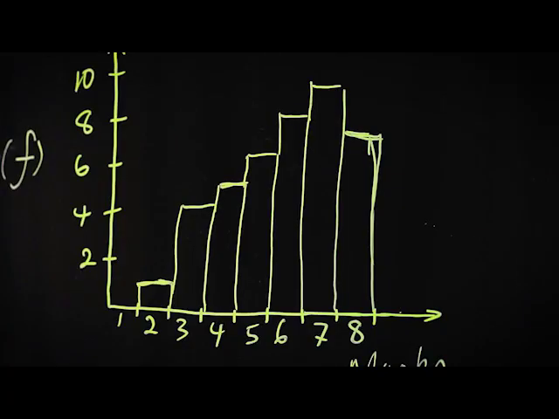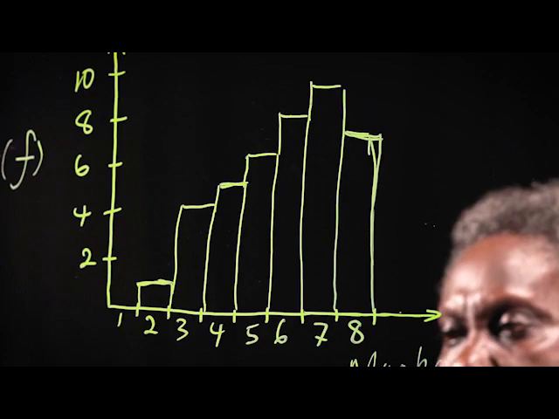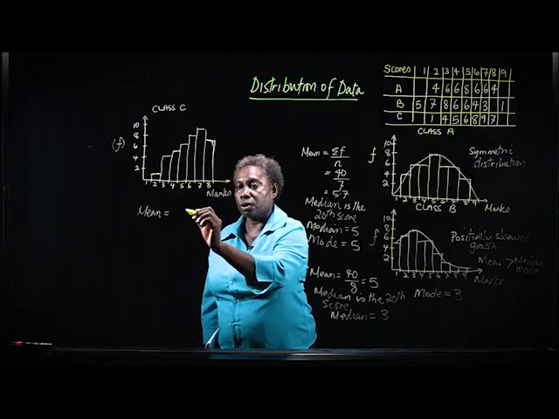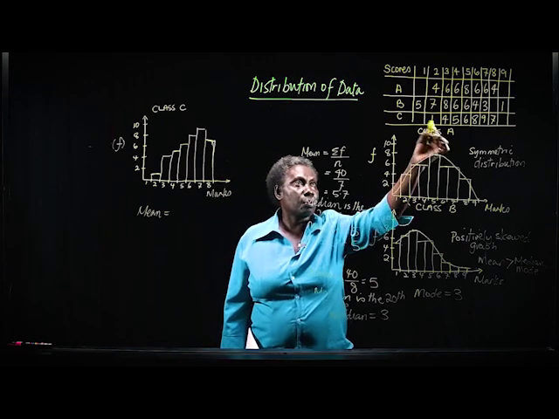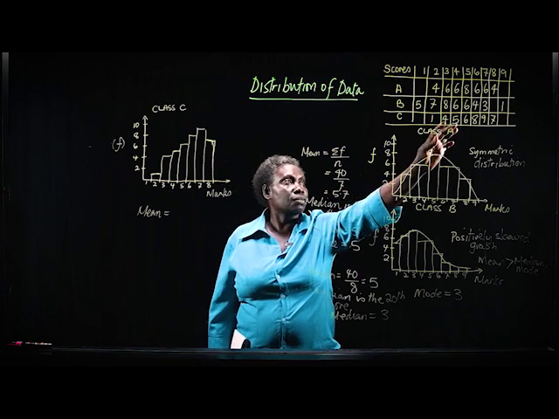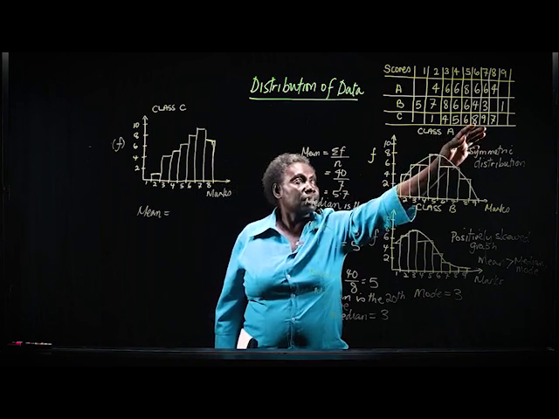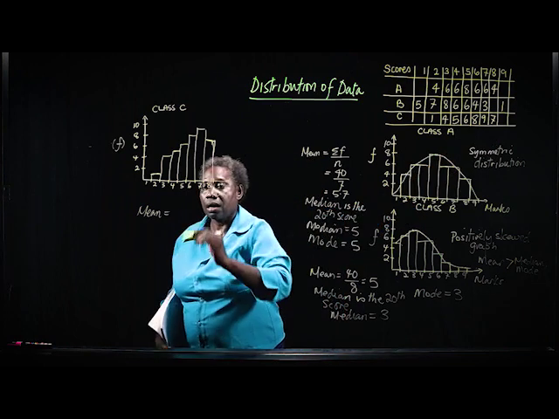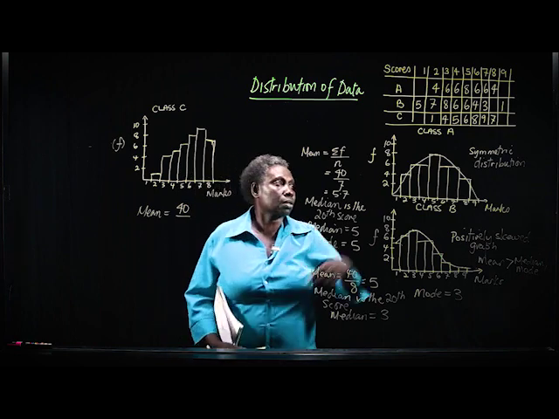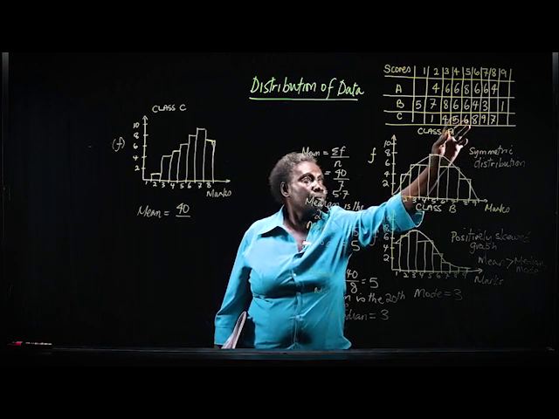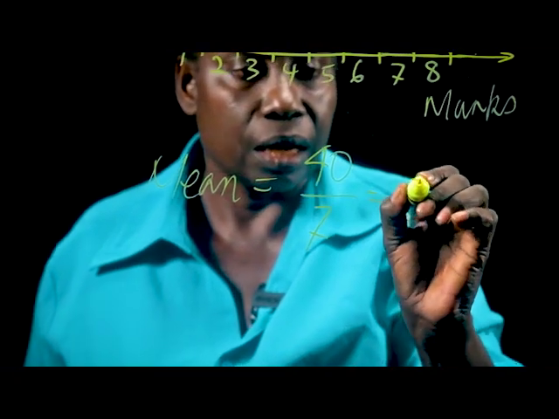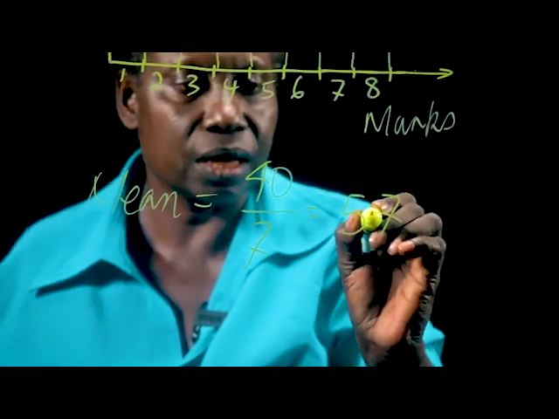Now, let's work out the mean of this distribution here. The mean or the average will be equal to the sum of the scores over the sum of the frequencies, which is the total number of students: 1 plus 4 plus 5 plus 6 plus 8 plus 9 plus 7 gives us 40, okay? 40 over the number of scores, 1, 2, 3, 4, 5, 6, 7. We have 7 scores, so that gives us, again, 5.7 as our mean.